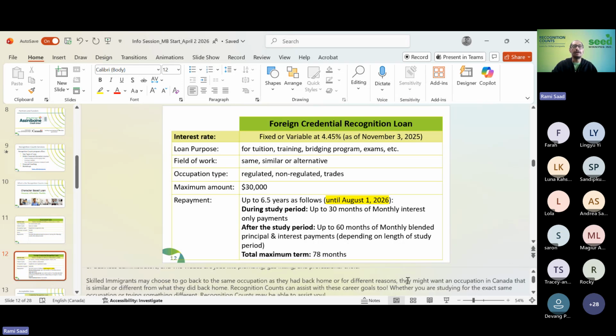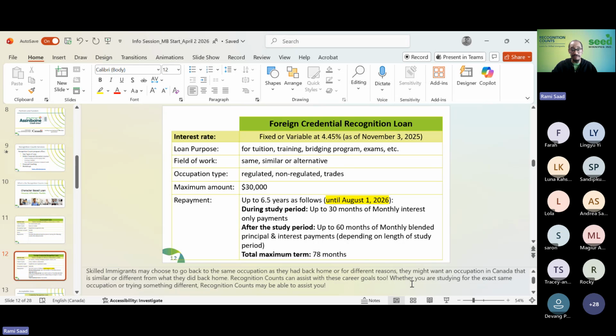The maximum amount is different. You have up to $30,000. Again, we work with you depending on your needs, and that's why we say we tailor it. People don't usually go to the 30,000. The normal is between 15 and 20, but we have up to 30,000. The repayment is up to 6.5 years, and that's until August 1st.